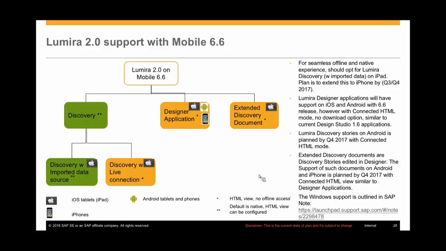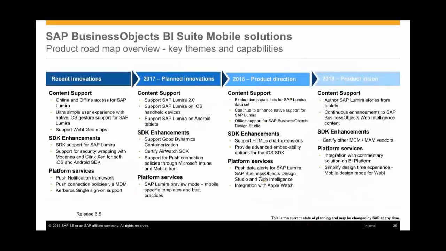So I would recommend, before using Mobile with Lumira 2.0, that you know what your use case is. If offline access of the story on the mobile device is important, and native experience is important, then you would use Discovery content with the offline data source. Whereas if your use case is to access the content as is on all devices and all platforms, then I would recommend you use Designer applications. I also have an SAP note created for Windows support, which talks about some of the browser-level support that we provide.